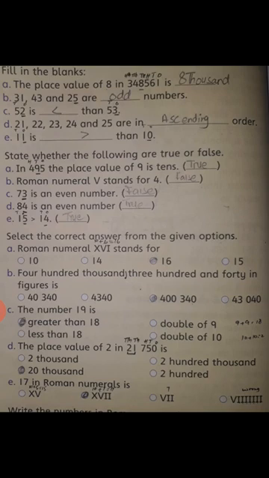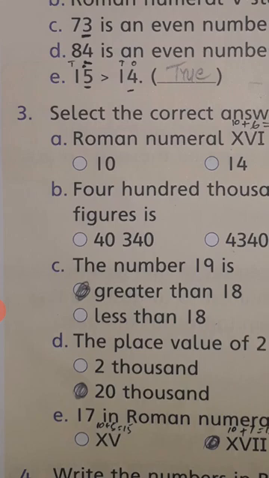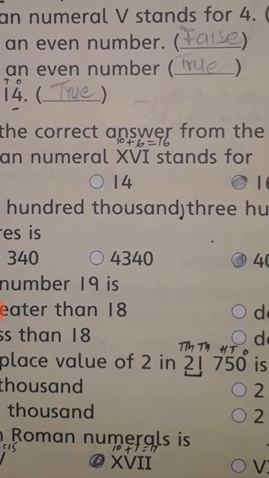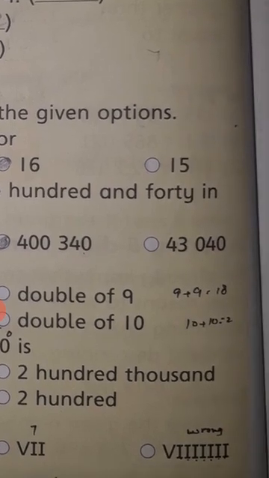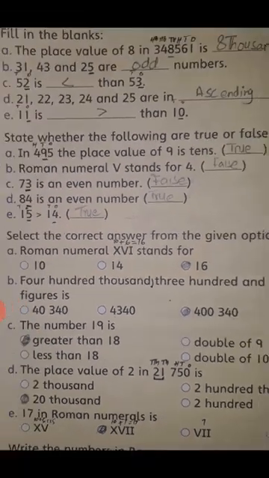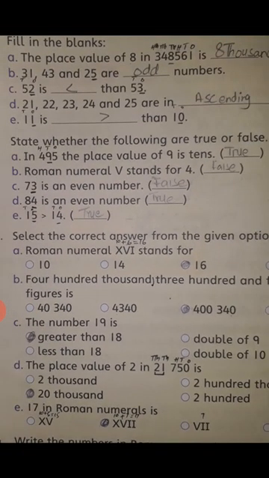Now 17 in Roman numeral is 10 plus 7. Look at this, here I solved it. 10 plus 5 makes 15. 10 plus 7 equals 17. And this one is wrong, a numeral number is not written in this way. So the second one is correct. Got it?